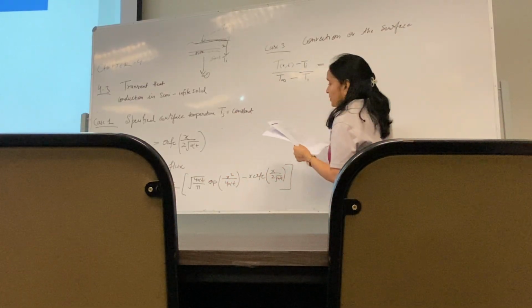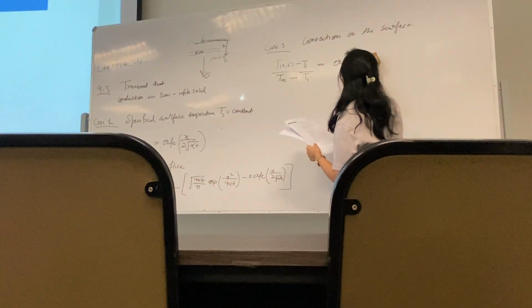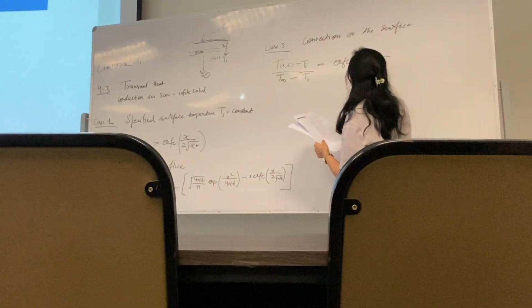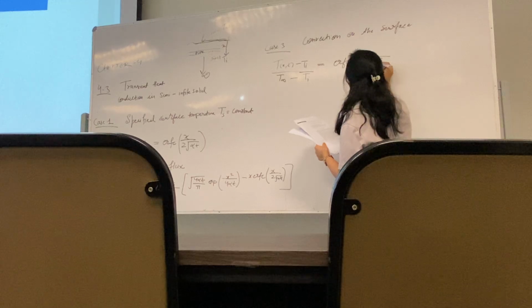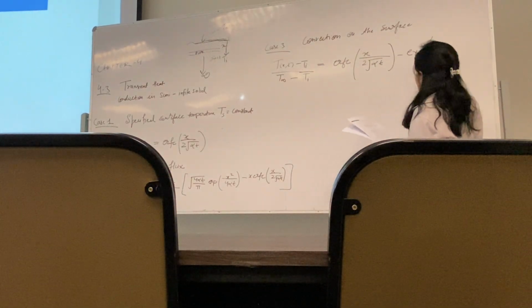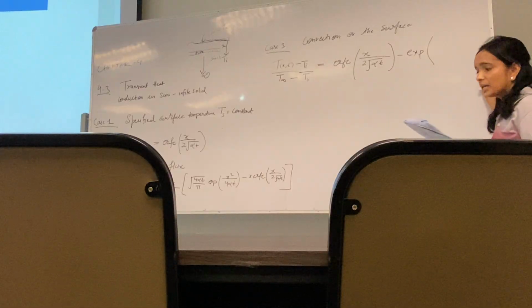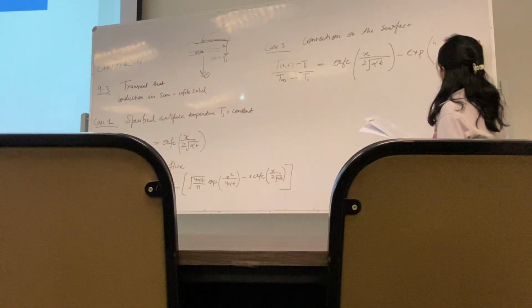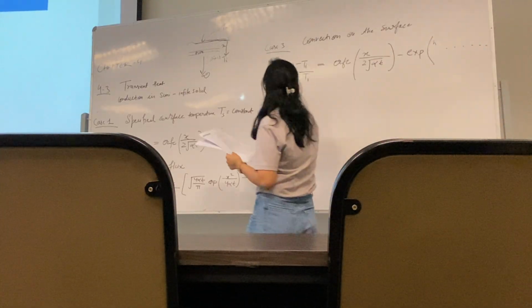ERFC is the complementary error function. It's given in the table. The physical meaning I will explain. Then again there is a big term which becomes 0 most of the time. So you see it in your book.